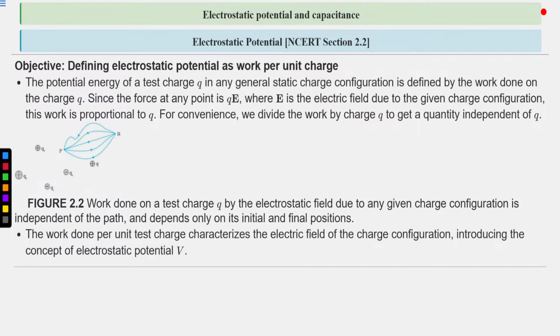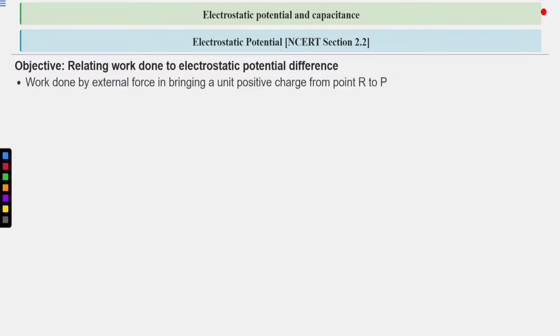Okay, the work done per unit charge characterizes the electric field of the charge configuration, introducing the concept of electrostatic potential V. Okay, work done by external force. Now this is the main thing.